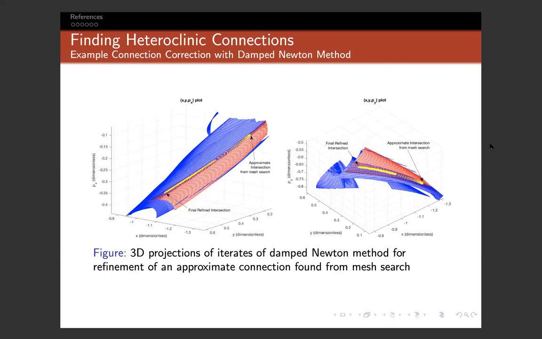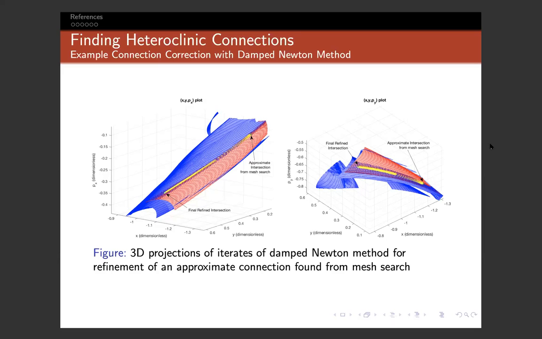Here's an example of what happens with this method. We had to use a damped Newton method, and I'll explain in a second why we have to do it. Here I've labeled the approximate intersection that we found from the mesh search, that's the little light green circle on the right. The yellow circles are the intermediate values that we got from our damped Newton method. And the little teal circle on the left is the final refined intersection we found with an error of less than 10 to the negative 7.